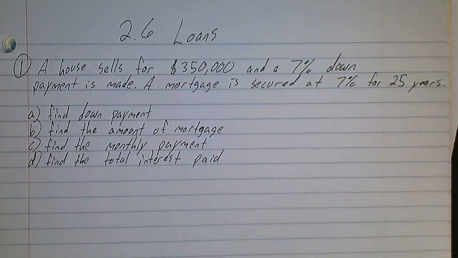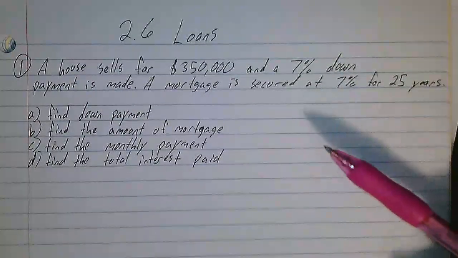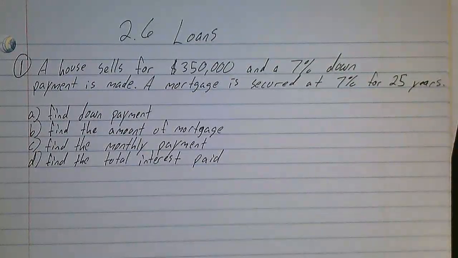All right, let's take a look at some problems from section 2.6 about loans. We're going to continue using the TVM solver, so you'll want your TI-83 or 84 calculator. Again, you can also look up online TVM calculators and use one of those. In this section, I think there are 9 problems, and they're all pretty much the same. I'll show you a couple of them.